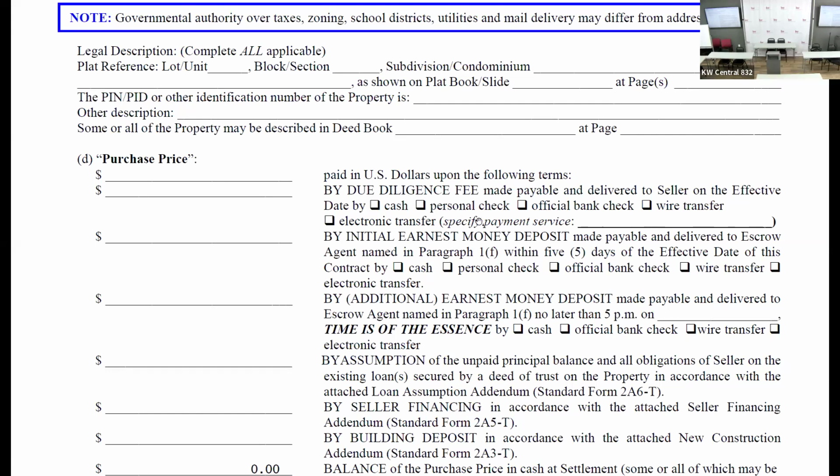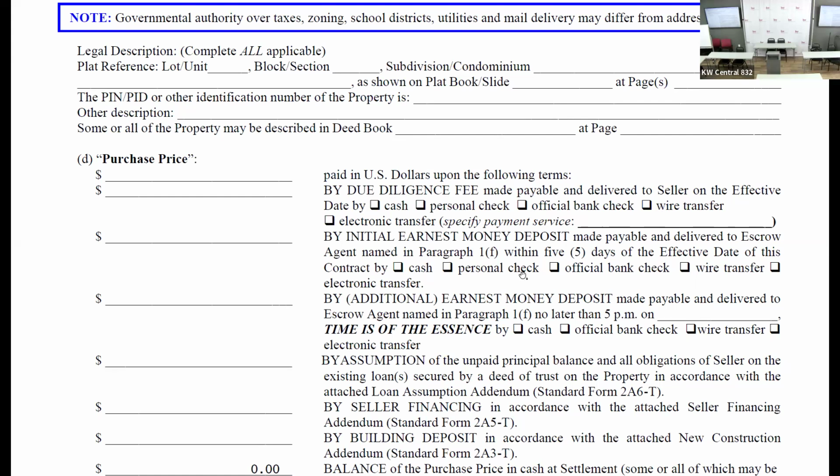So personal check. What's it on the form if it's not legal? I'm not saying that it's not legal. I mean, I guess it could be cash. Our office does not do cash for the reason that you can't make a copy of it. You can do cash, I guess, and just not make a copy of it. We recommend official bank check, wire transfer, and we're seeing more and more electronic transfer.